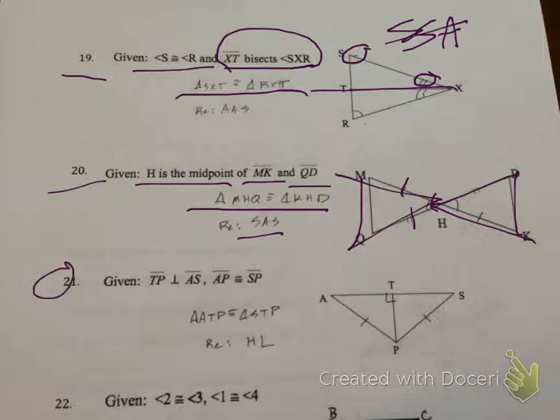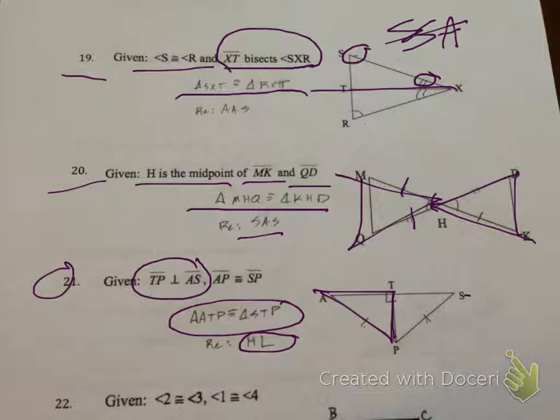Okay, 21. Given that TP is perpendicular to AS, that means you got to put a 90-degree angle in that corner. It hits at 90 degrees. AP is congruent to SP. There. And what we do from there is don't go too wild, but this is a classic hypotenuse leg. The hypotenuses match and a leg matches between these right triangles. And then again, here's the 2 triangles that are congruent. Very carefully, it is ATP, and in the same order, STP on the right-hand side.